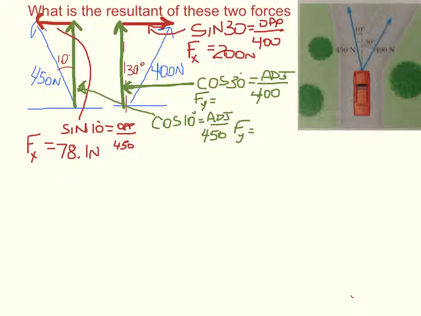Next, I've drawn the forward components for both forces, the green ones, and I have looked at solving those using cosine. Cosine 30 equals adjacent over 400, giving me 346 for this one when I multiply both sides by 400. And for the 450 times the cosine of 10, I get 443.